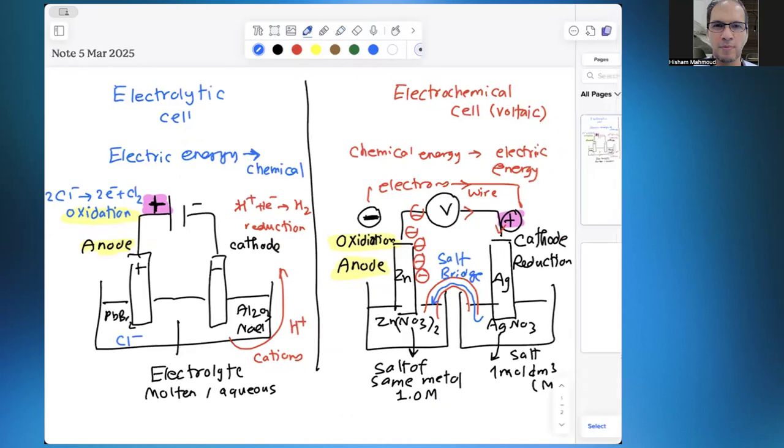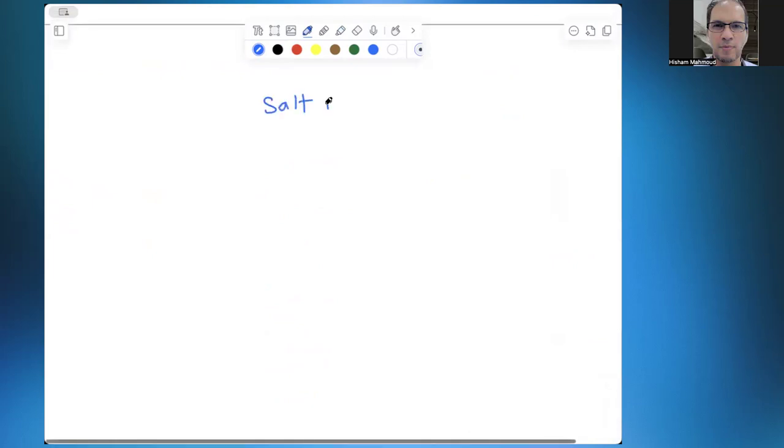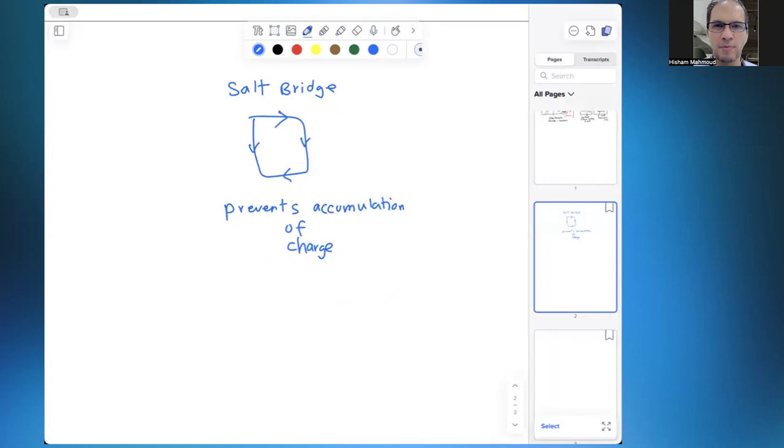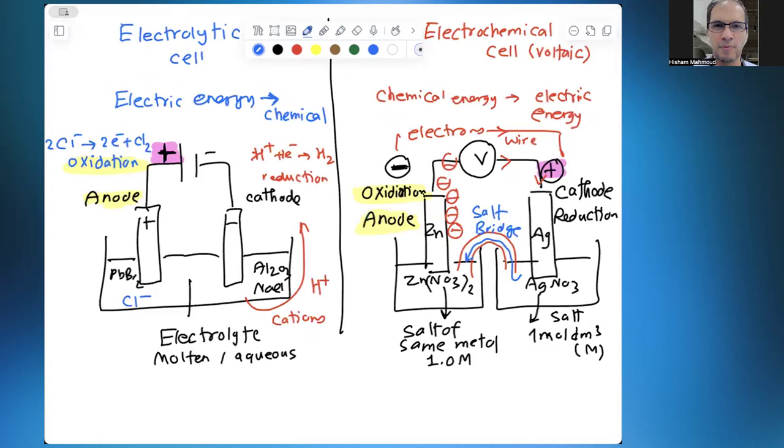Actually, there are 2 benefits that I have from the salt bridge. The first thing is that it closes the cell. The cell has to be closed in order for the current to move inside it. The second benefit, it prevents accumulation of charges. My potential difference comes from a difference in the potentiality here. So if the electrons keep coming from here to here, then there will be a lot of negative charge here, and there will be an imbalance in the charge. This will be negative, this positive, and the current will stop.